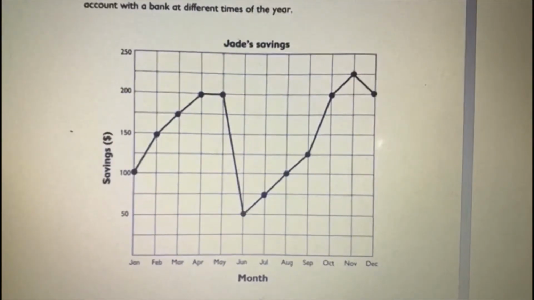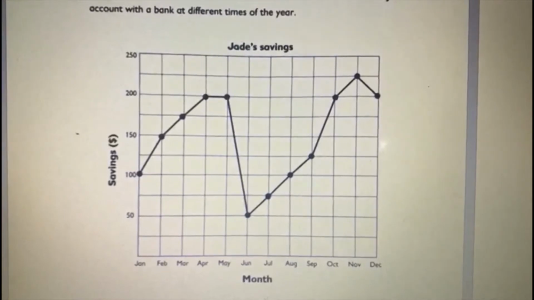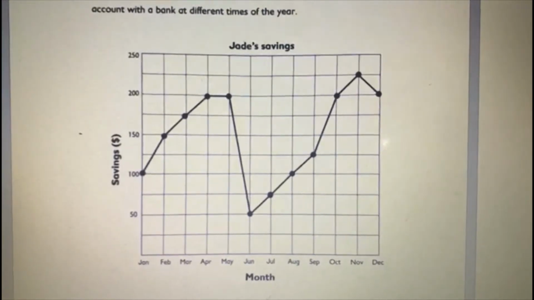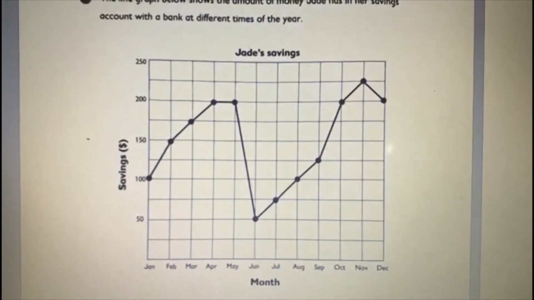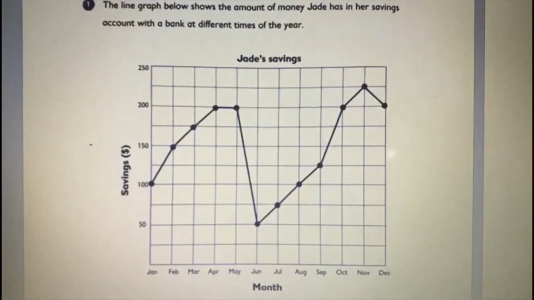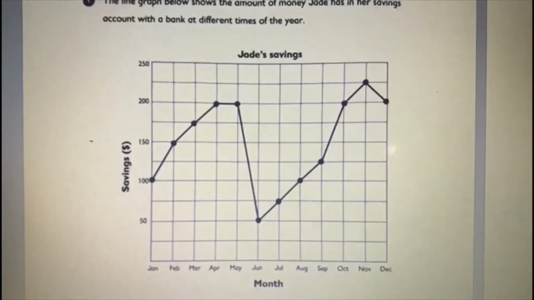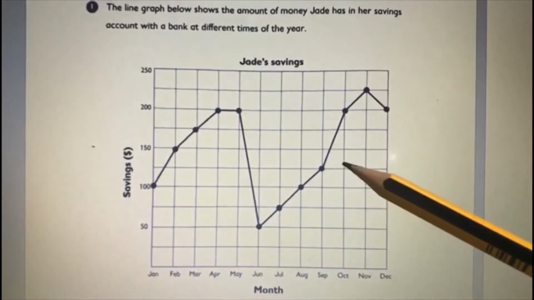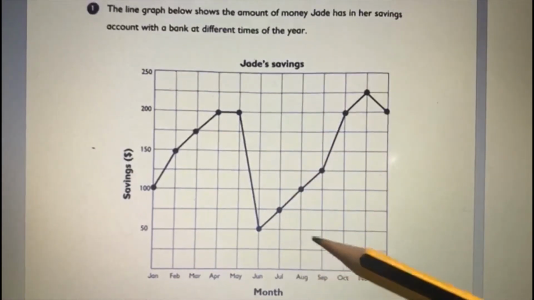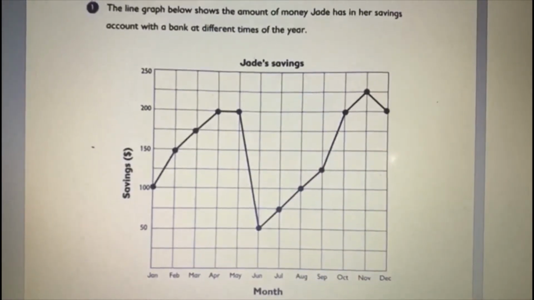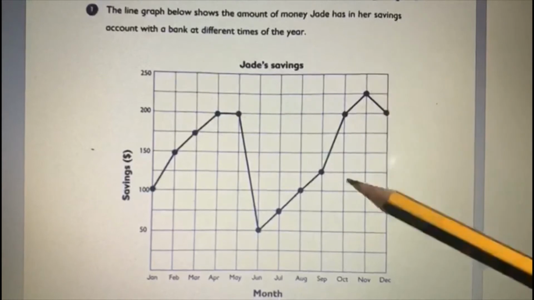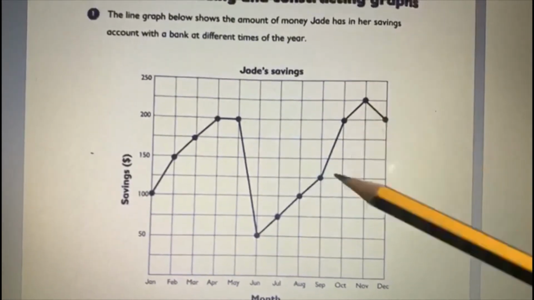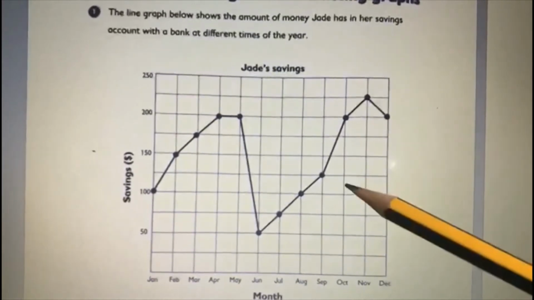Go to question F. Jade saved the most money between which two months? You have to see from which month to which month she had a big saving amount. You can see that in September the savings went down, but see where it went up. From September to October she had a rise in her savings, right? So what will be the answer?